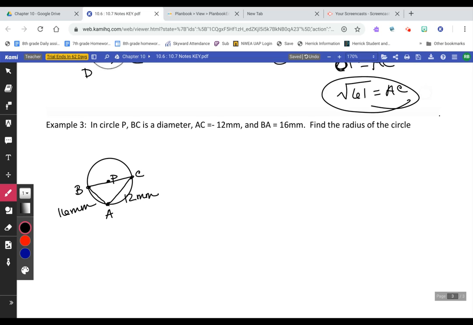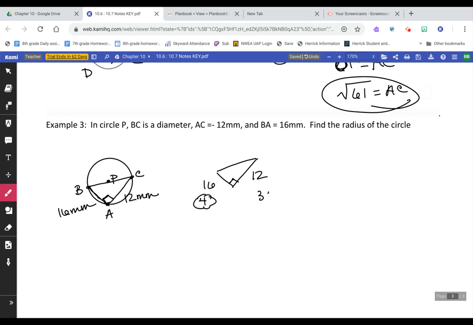Okay, well, once again, we have a semicircle and an angle in a semicircle, so we have a right angle. I'm going to simplify 16 and 12 by dividing them both by 4. So I have 4, I have 3, and that means it's a 3, 4, 5. To get the length of this hypotenuse, we would multiply by 4 to get 20. So from here to here, it's 20 millimeters, which is the diameter. The radius would be half of that, which is 10 millimeters.